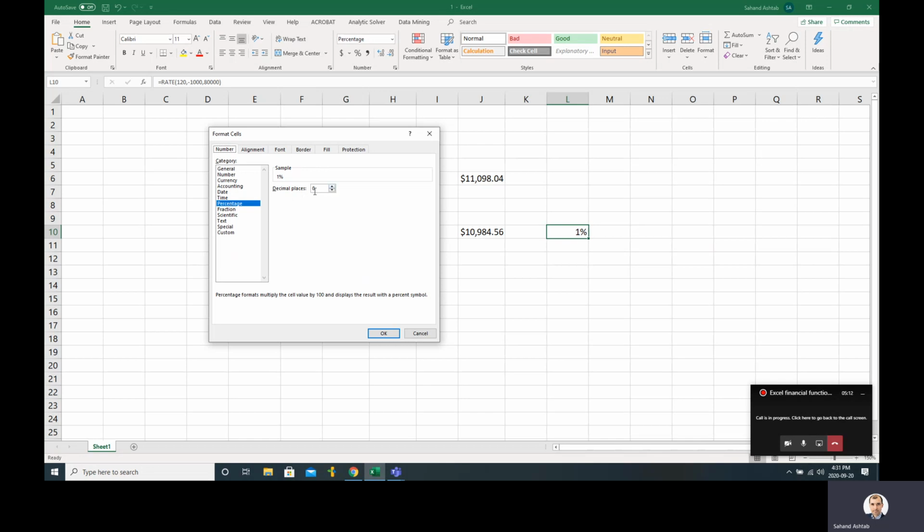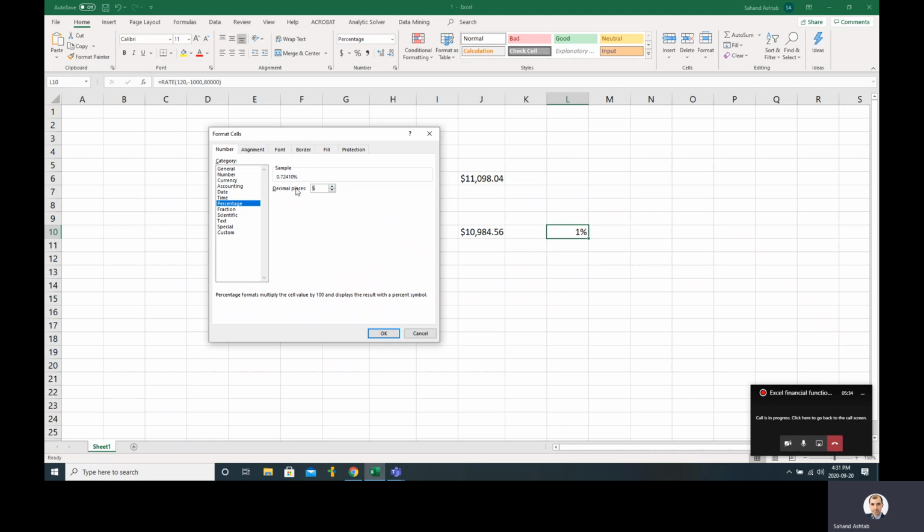Now, the decimal place is a 0. So we would like to increase that to 4. And as you see, as I am increasing the number of decimal numbers, the number here is actually changing. So when you only put 0 decimal numbers, it's likely that it's going to round up the number. So you can put 4 or 5.